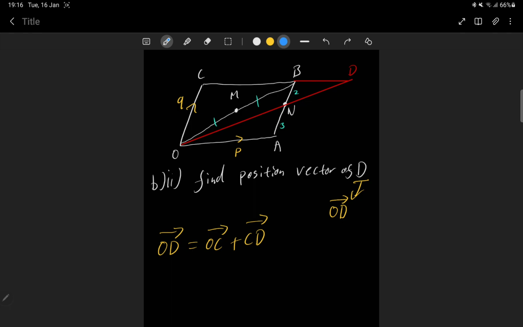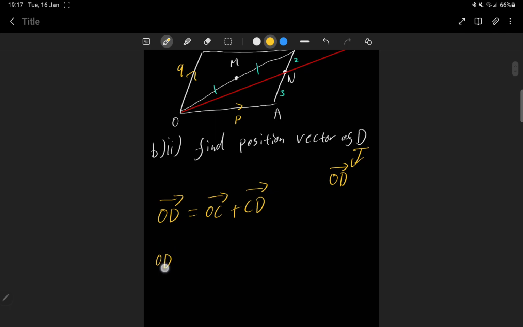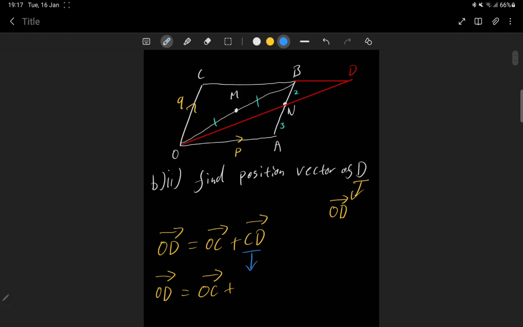CD is a bit more complicated, right? Let's work on it. So we'll break down CD into several steps. Let me rewrite that first. OD equals OC, and I'm going to break down CD into several steps. Instead of directly from C to D, I'm going to choose CB, which I already know, plus BN, which I can easily find out, plus ND. So again, the B and B and N can combine to become CD.